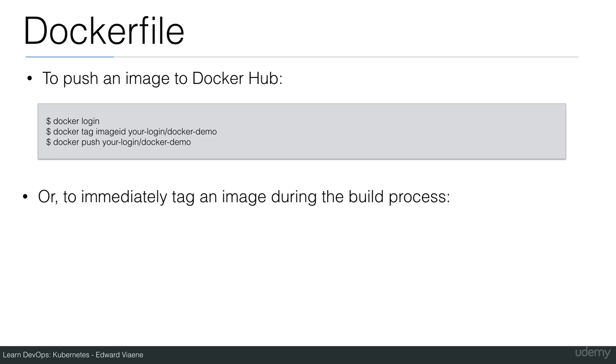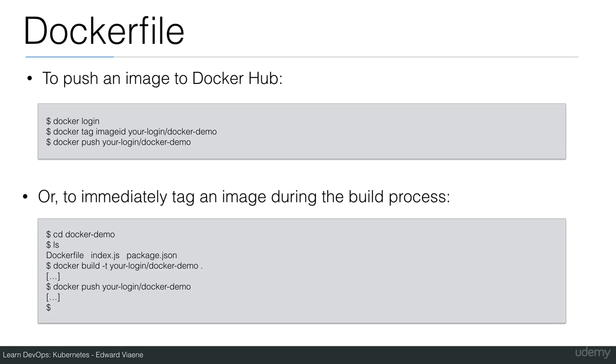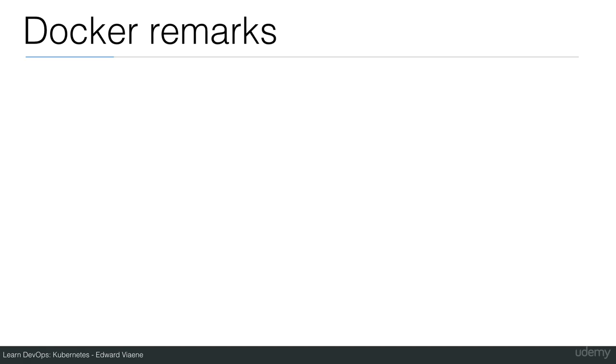Or to immediately tag an image during the build process, so you don't have to do it in 2 steps, you can go to docker-demo, do the docker build again, and then use -t to immediately tag your build. And then you can also log in and push your Docker image to Docker Hub or to any other registry that you want to use. If you're not using anything yet, Docker Hub is the easiest. If you're using AWS, then AWS, for instance, has an alternative, Docker ECR. I will be using Docker Hub, but feel free to use your own one.